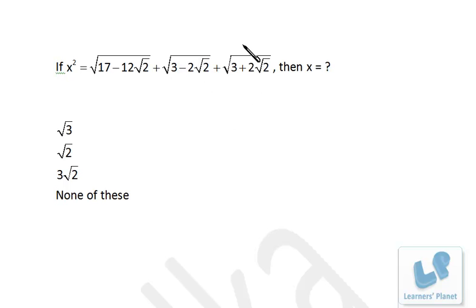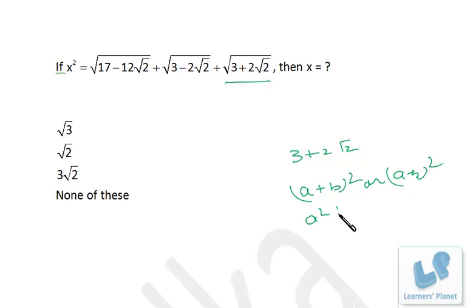See, whenever you see this sort of expression, particularly if I talk about 3 plus 2 root 2, these expressions are always in the form of a plus b whole square or a minus b whole square. Now, how? See, a plus b whole square is what? A square plus b square plus 2ab, and a minus b whole square is a square plus b square minus 2ab, right? Now, product of the number is in between and sum of the number is this. Think of two numbers, their product must be 2 and sum must be 3. I have the two numbers as 1 and 2.